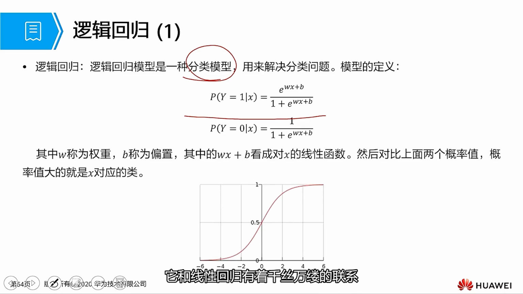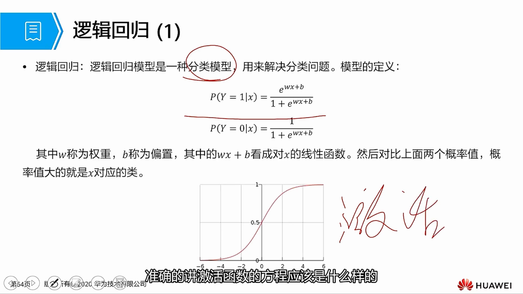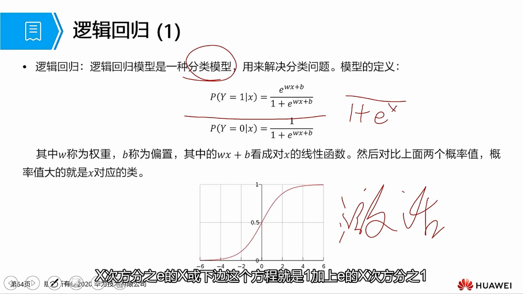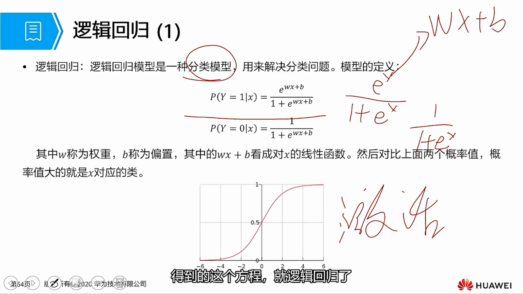What kind of change has been made? The addition of this sigmoid activation function. To be precise, what should the equation of this activation function look like? It should be this one: 1 divided by 1 plus e to the power of negative x. But here, we need to replace this x with the linear regression expression, wx plus b. Have you obtained this equation? It's the equation for logistic regression.